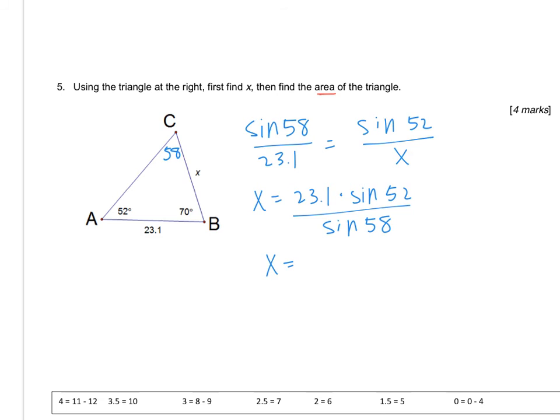So we get x equals 23.1 times sine 52 divided by sine 58. I got 21.5.